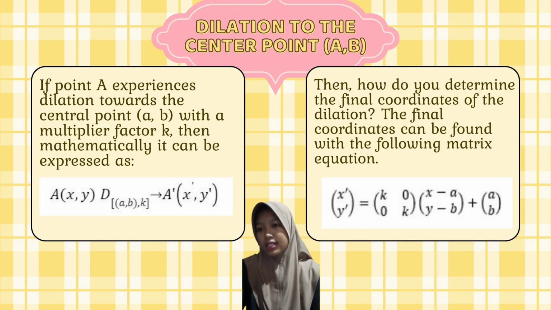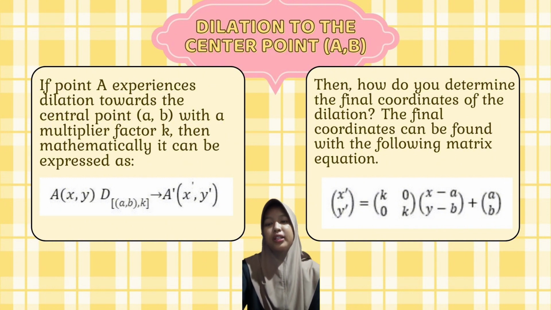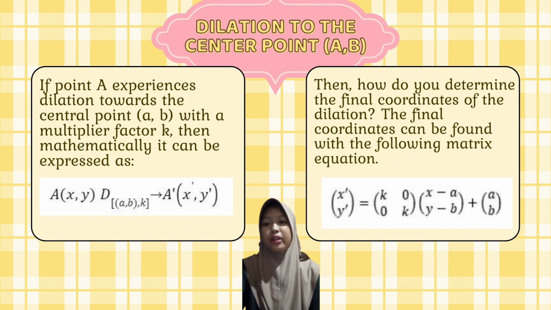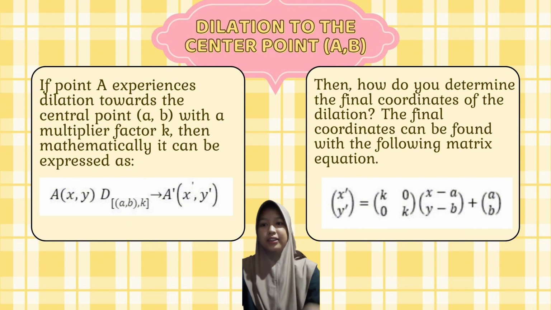Okay, the second is dilation to the center point (a,b). If point A experiences dilation towards the center point (a,b) with the multiplier factor k, then mathematically it can be expressed like this. Then, how do you determine the final coordinates of the dilation? The final coordinates can be found with the following matrix equation.